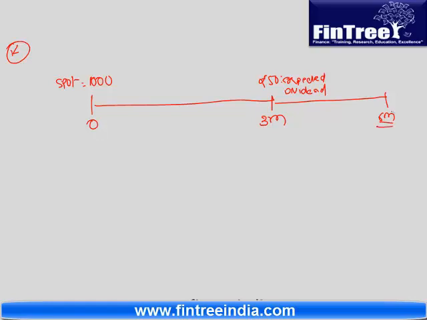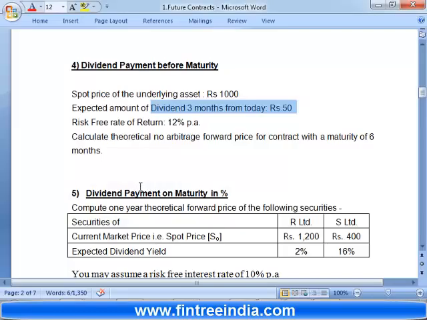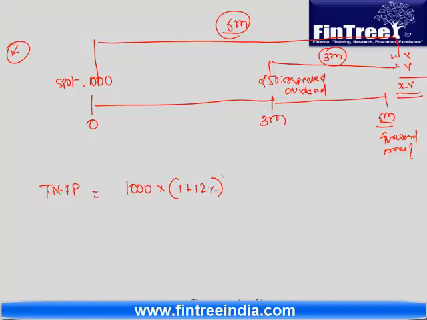That means this is where we are looking at forward price, which means this 1000 we will have to take future value for 6 months, and this 50 we will have to take future value for 3 months. This would be X, this would be Y, and your answer would be X minus Y. So theoretical no arbitrage forward price is equal to 1000 into 1 plus 12% raised to 6 by 12, minus amount of dividend is 50. So minus 50 into 1 plus 12% raised to 3 by 12 or 1 by 4. Bracket close.